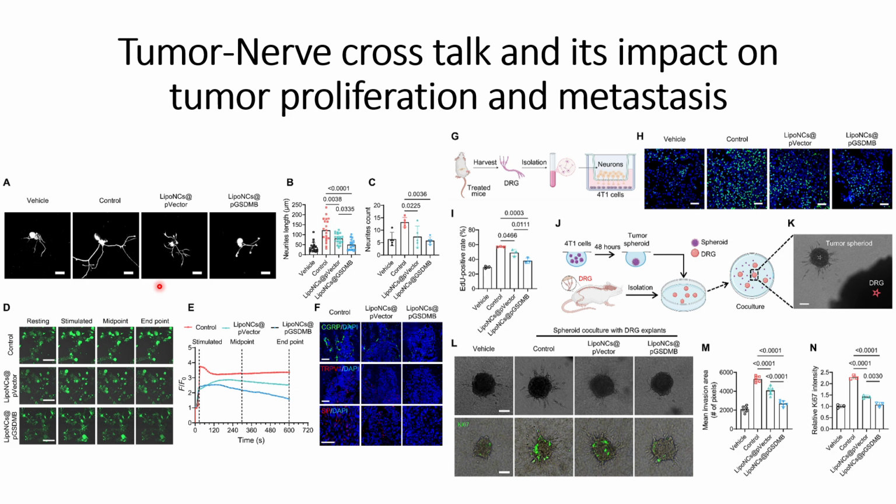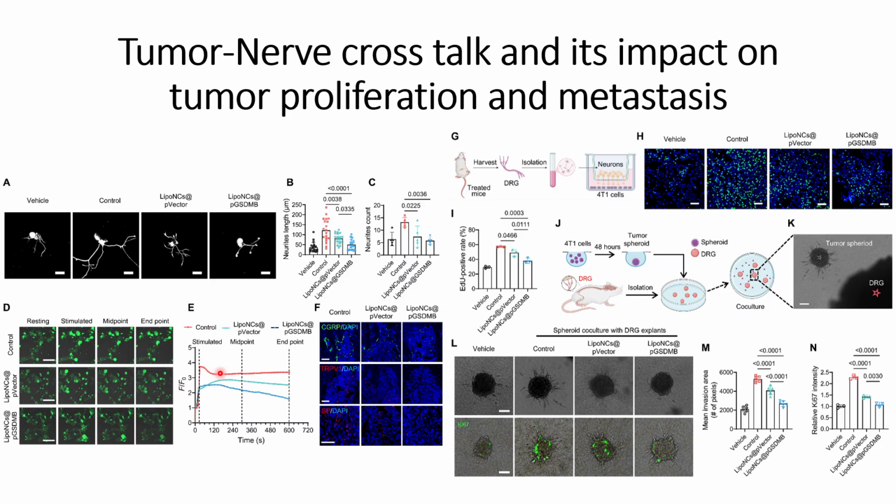Thereafter, they also wanted to check the excitability of the neuron, and for that they checked the calcium influx, which is directly related to neuron excitability. For that they used the calcium-sensitive dye Fluo-4 AM. They can see that for the control the signal intensity increased and did not return to baseline levels even after the endpoint. But for Lipo-NC-pGSDMB, we can see that the signal comes to the baseline levels at the endpoint, and it has not gone up significantly.